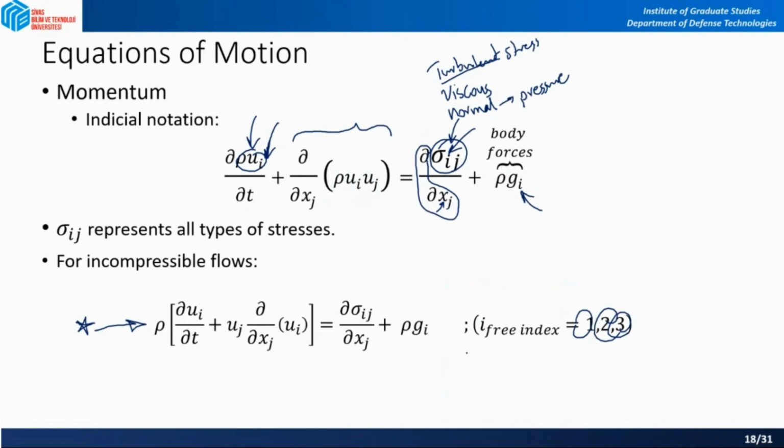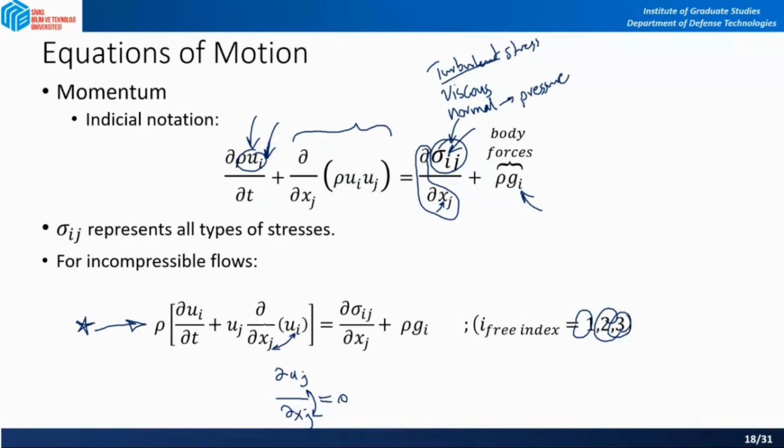And again, you have to note that this is uj times d dxj of ui, and the actually duj dxj is nothing but continuity, right? So the continuity says that this is equal to 0. So don't get confused. It has to be a free index in here. So dui dxj is actually your velocity gradient.